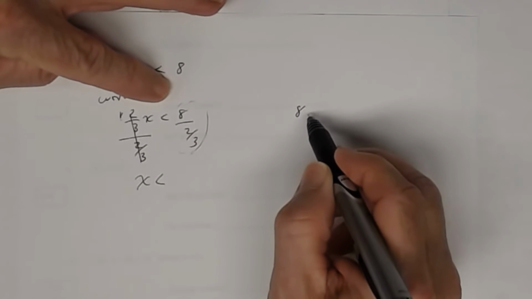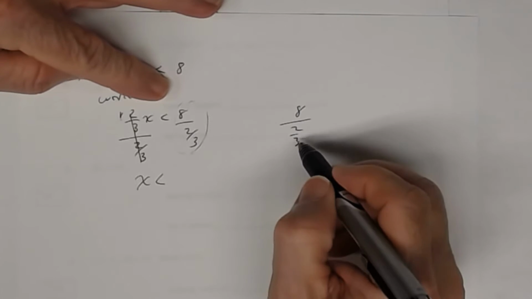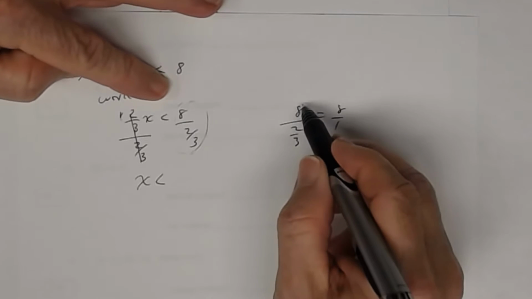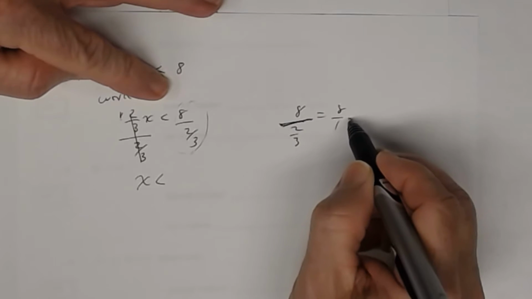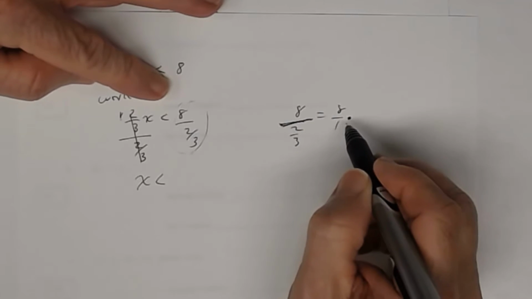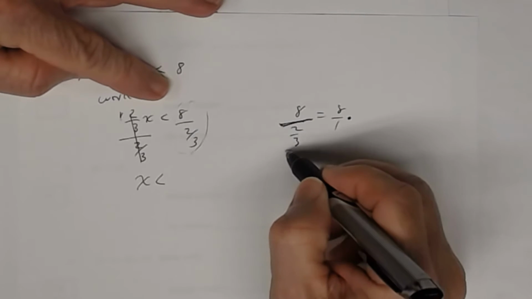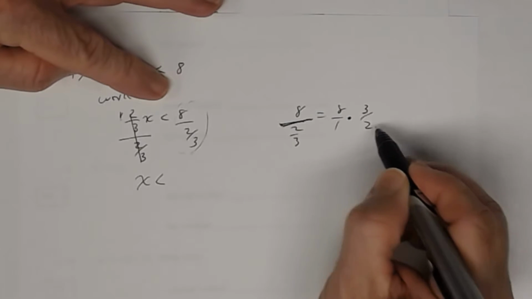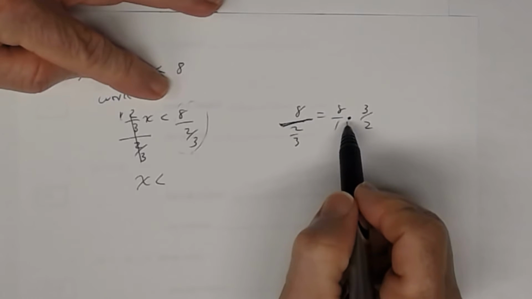So I have 8 divided by 2/3, right? Well, remember in a previous course, you know how to divide fractions. So this 8, I can think of as 8 divided by 1. Whenever you have a fraction divided by another fraction, you change this division to multiplication, by multiplying by the reciprocal of the fraction that's in the denominator. So the reciprocal of 2/3 is 3/2. And so now I'm multiplying fractions.